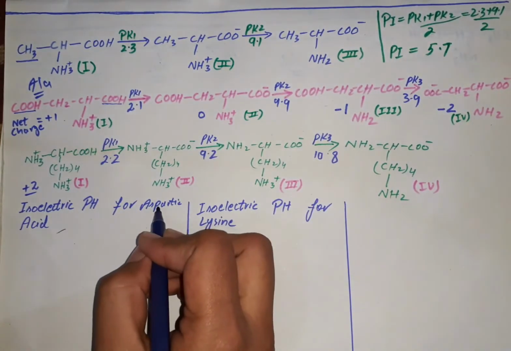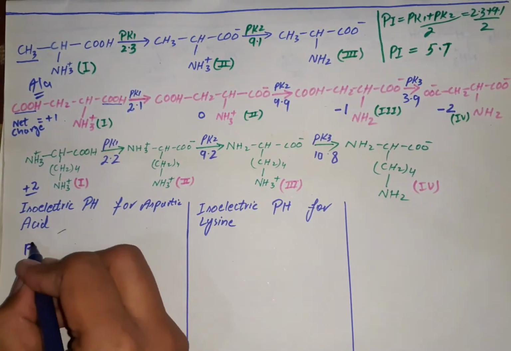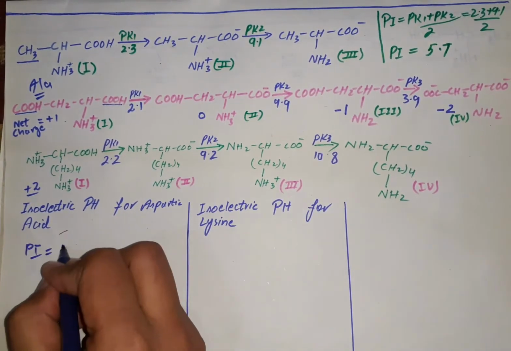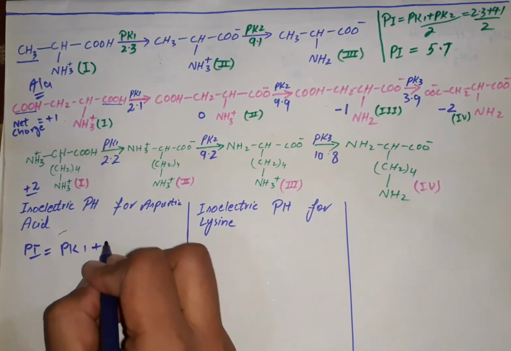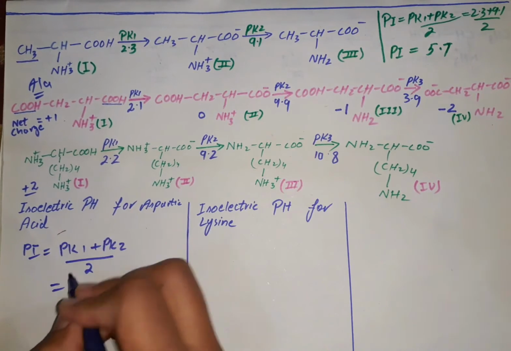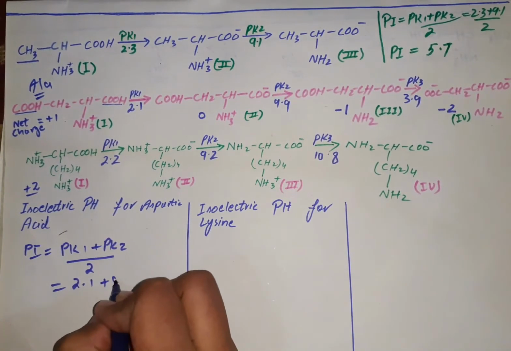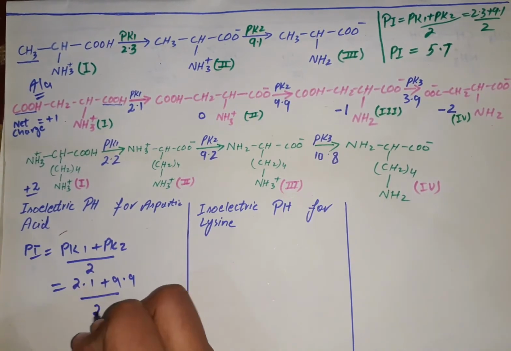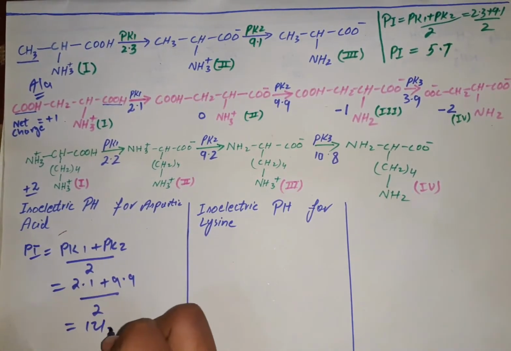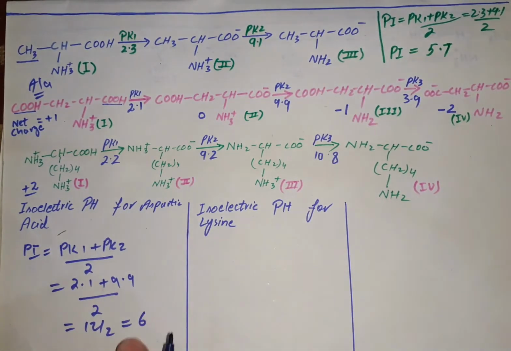So the isoelectric pH for aspartic acid is calculated as pI is equal to pK1 plus pK2 divided by 2. So what will be the result? 2.1 plus 9.9 divided by 2 is equal to 12 by 2, which is equal to 6. So the isoelectric pH of aspartic acid is 6, at which it will exist in the form of zwitterion.